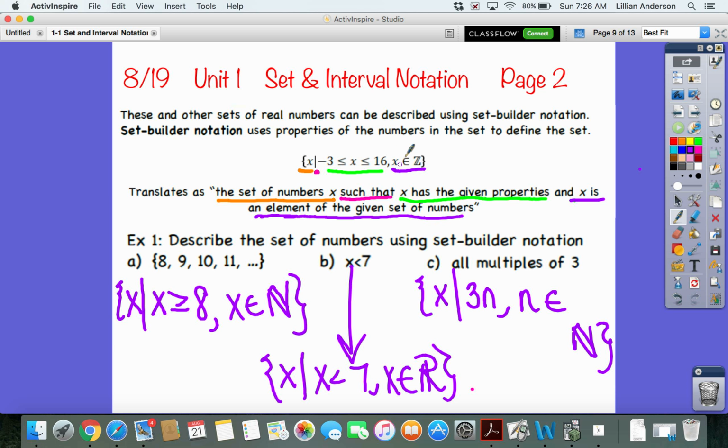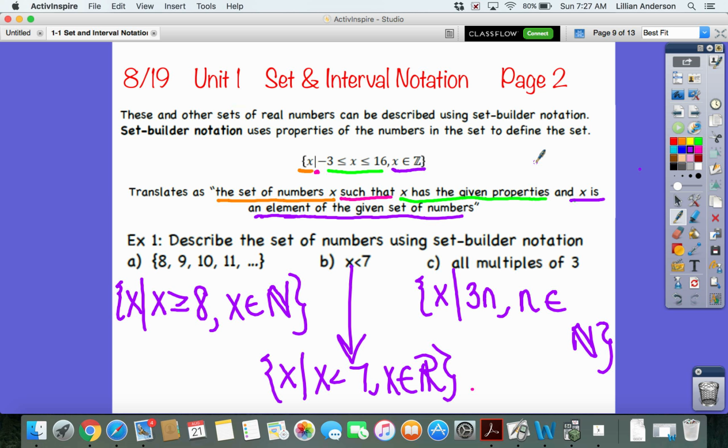And so in this case, x is an element of integers. So we can actually figure out, okay, well, what numbers could x be? Well, x could be the positive and negative whole numbers that are in between -3 and 16 included. Okay, but this is how we say the set of x such that -3 is less than or equal to x, which is less than or equal to 16, and x is an element of integers.